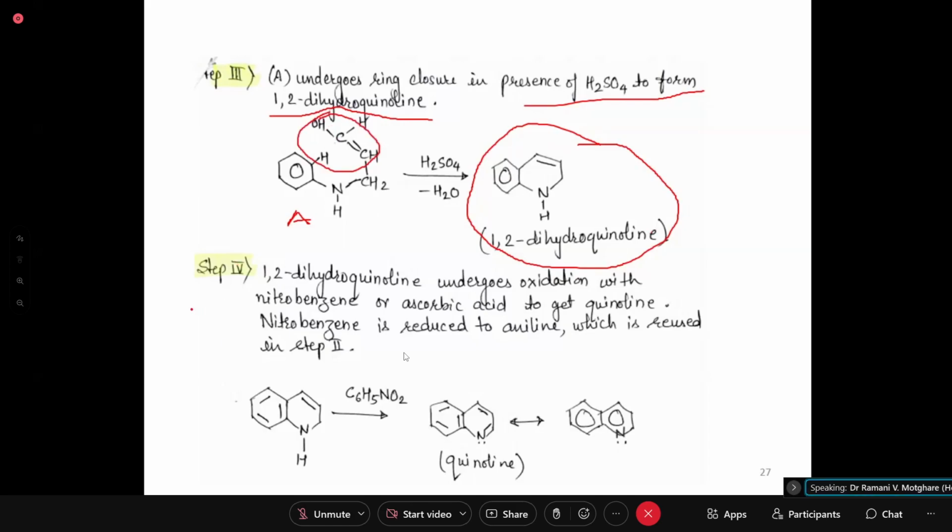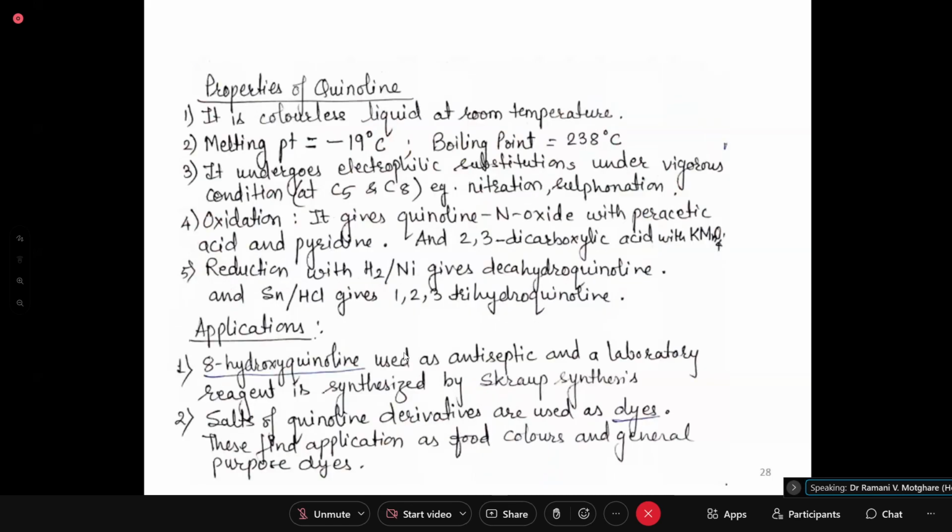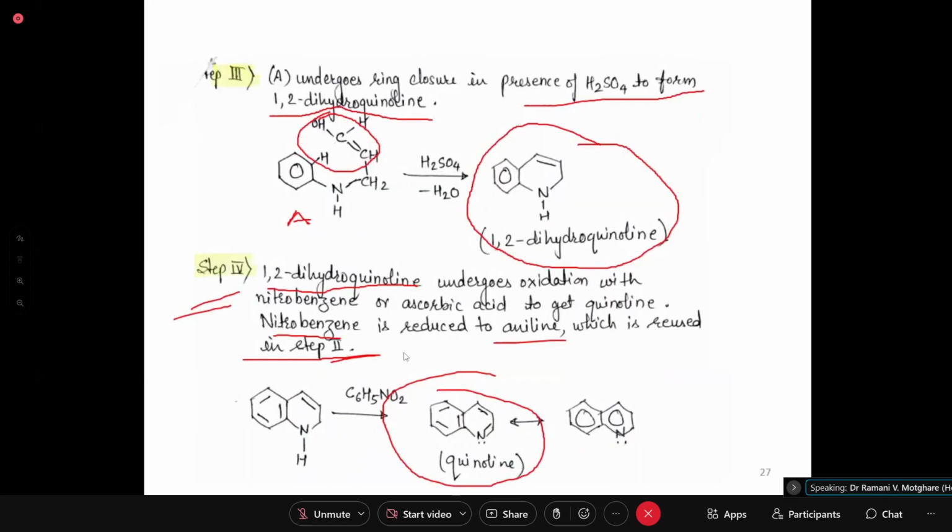Okay, and then the fourth step is, 1,2-dihydroquinoline undergoes oxidation with nitrobenzene or arsenic acid to get quinoline. This is quinoline. Nitrobenzene is reduced to aniline, which is reused. So this nitrobenzene, which is reduced to aniline, can be reused in step two. Okay, so that is how Skraup synthesis leads to formation of quinoline.